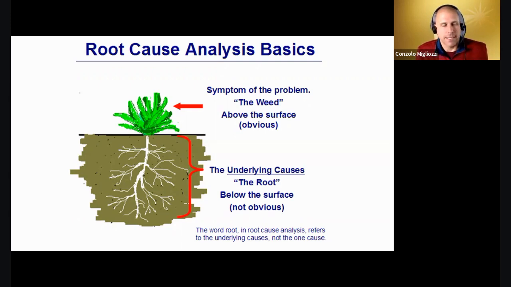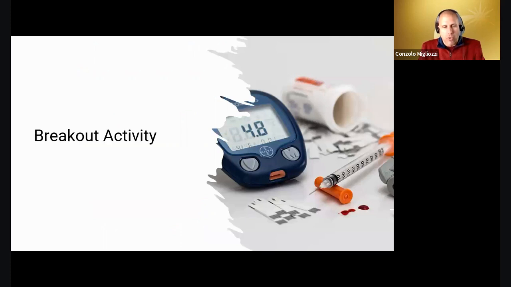Same thing with vaccine rates, right? Some demographics have much lower vaccination rates than others. There is some underlying cause, and we need to get to the root of the problem. And you can use those 5 whys, kind of drill down to find out what's going on there. So without further ado, I'm going to bring up this activity.